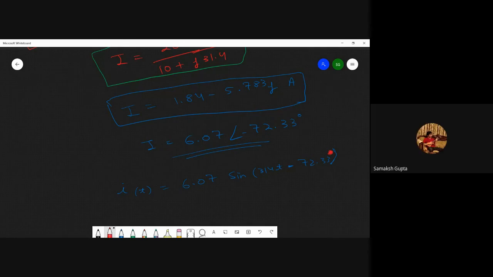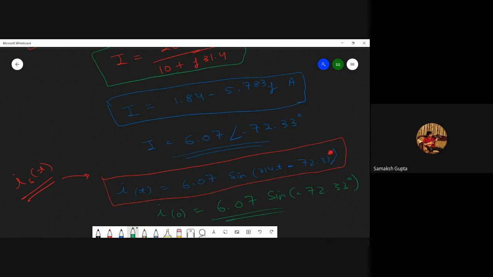Okay, so this will be your general expression of current. But this is just the steady state current. This is not I_T, this is actually I_S of t. Now, see one thing. If I do t equals 0, what do I get? I get 6.07 into sine of minus 72.33 degrees. Right? But does this even make sense?